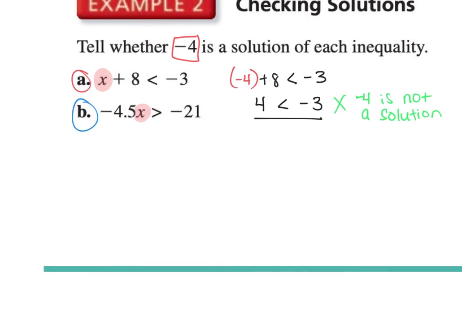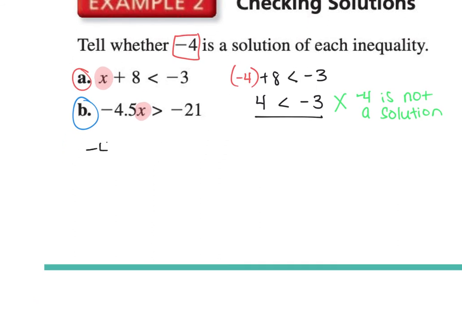For B, we've got negative 4.5 times negative 4 is greater than negative 21. All right, so for B, instead of adding 8 now, we are multiplying that negative 4 by negative 4.5. And when we do that, let's just do 4.5 times 4.